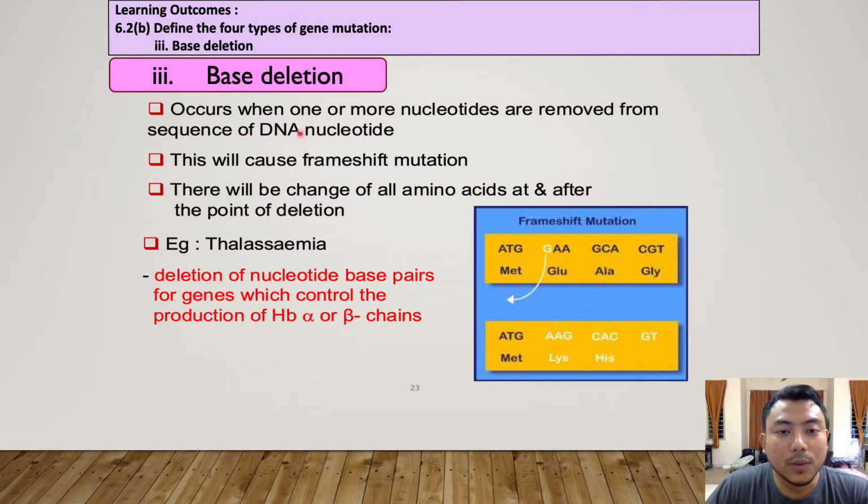It occurs when one or more nucleotides are removed from the sequence of DNA nucleotides. This will cause, again, frame shift mutation. There will be change of all amino acids at and after the point of deletion. So the example that you need to study is thalassemia. Penyakit thalassemia. Deletion of nucleotide base pairs for genes which control the production of hemoglobin alpha or beta chains. So ini adalah thalassemia.